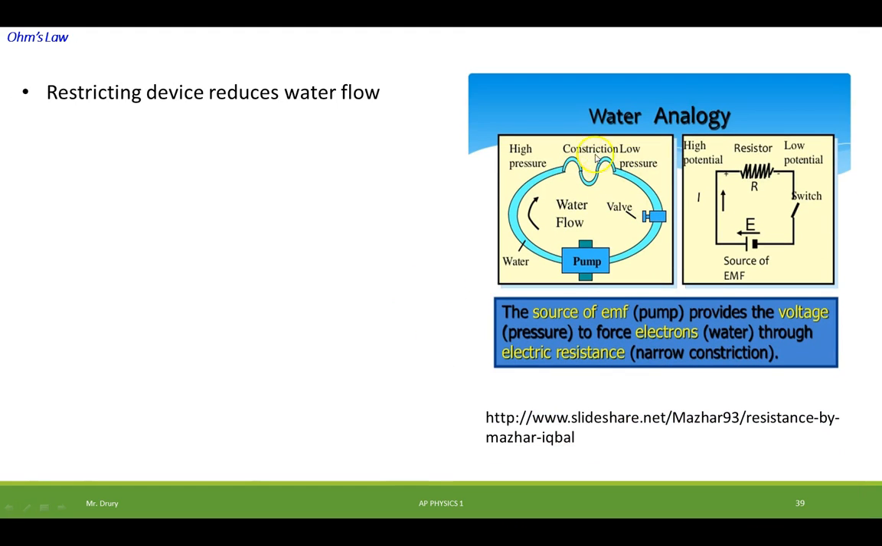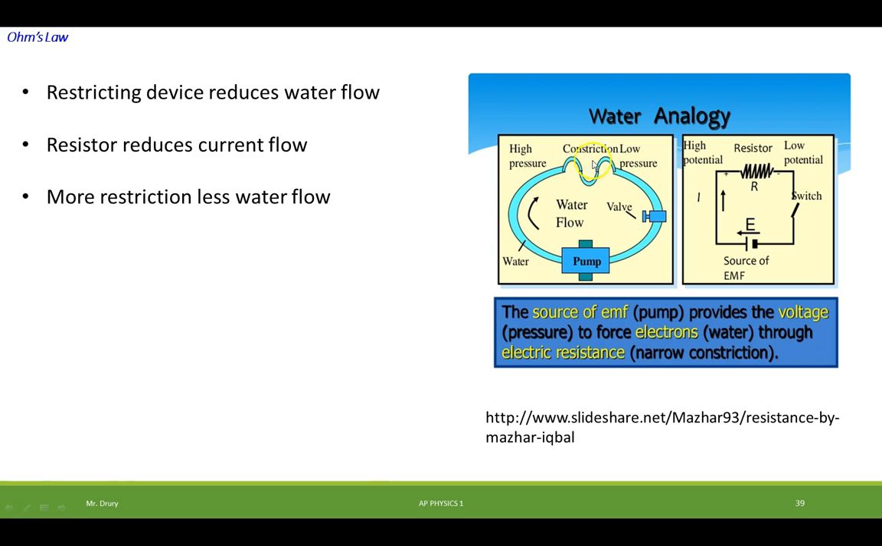In this situation here, we have some type of constriction device that slows down the water. Resistors do the same thing. It slows the current down. More restriction, less water flow. More resistance, less current flow.